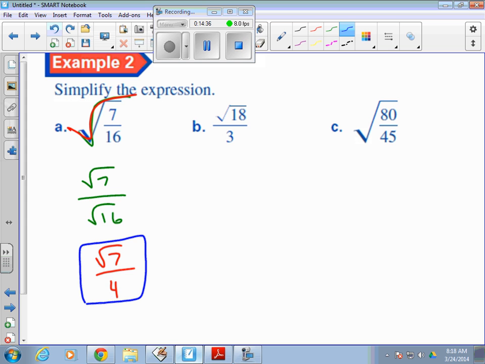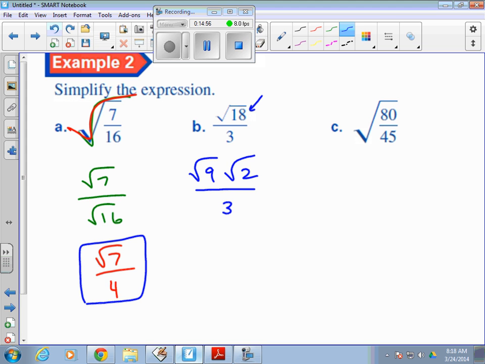B says the square root of 18 over 3. Okay, there's no radical at the bottom, so this one's good so far. But there is a perfect square factor in 18. We know 9 multiplies by something to give you 18. So the square root of 9 multiplies by the square root of 2, over the 3 that's already there.